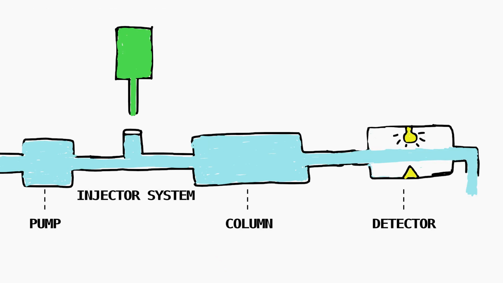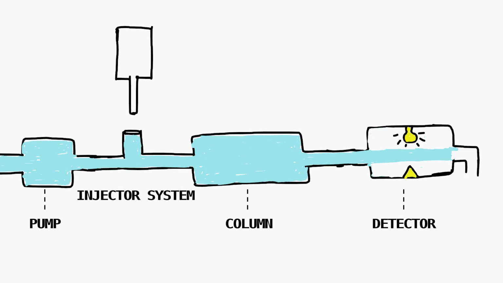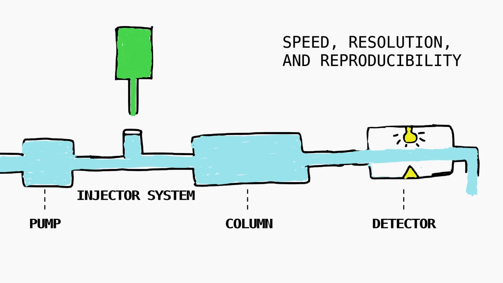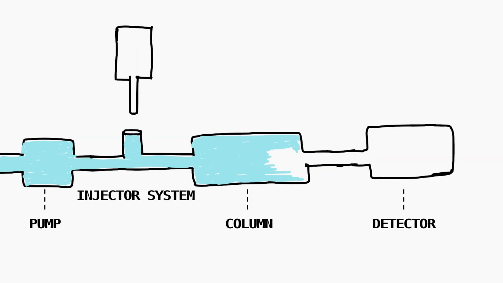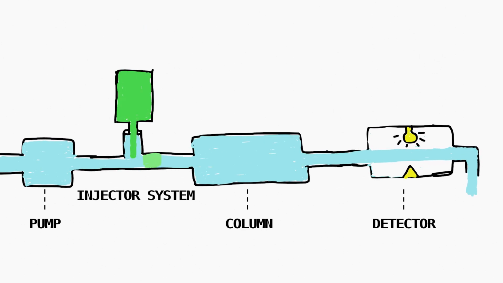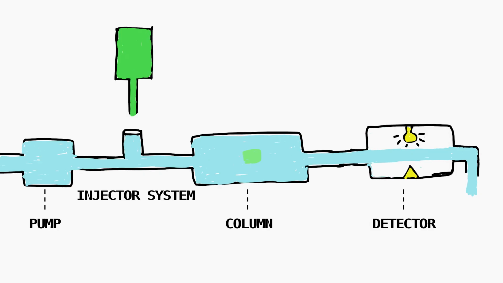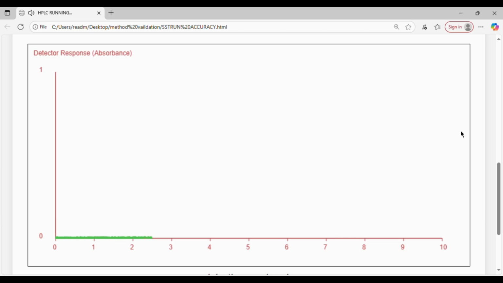Instead of gravity, HPLC uses a high pressure pump to force the liquid through a tightly packed column, which dramatically improves the speed, resolution, and reproducibility. The system follows this flow. The pump pushes the mobile phase through the system. The injector adds the sample. The sample enters the column where the separation happens. Then the compounds reach the detector, which records them and sends the data to the computer. Simple idea but powerful results.